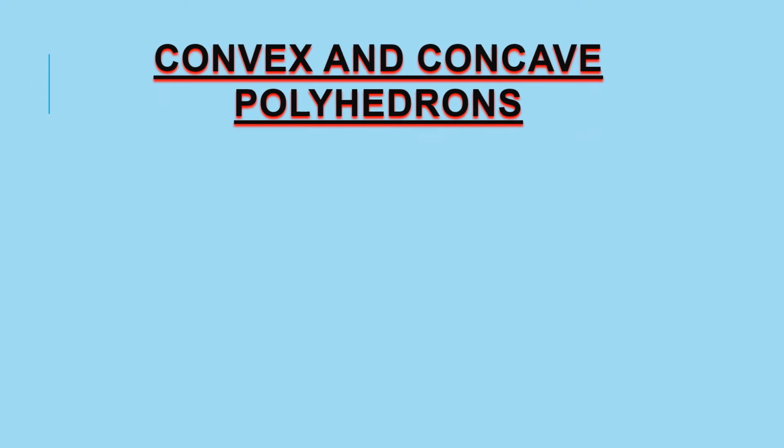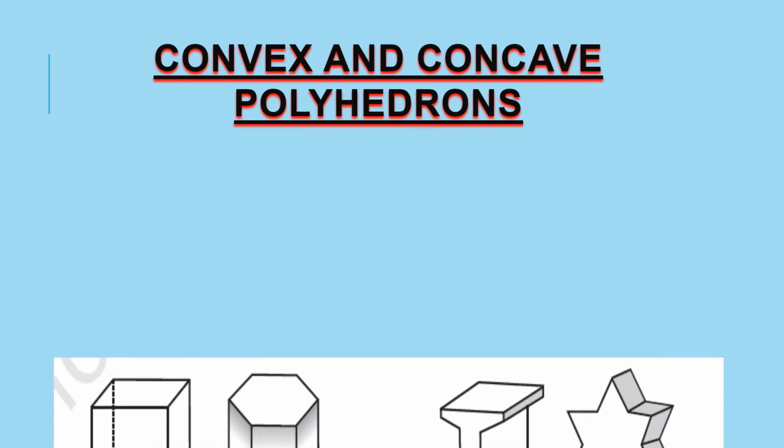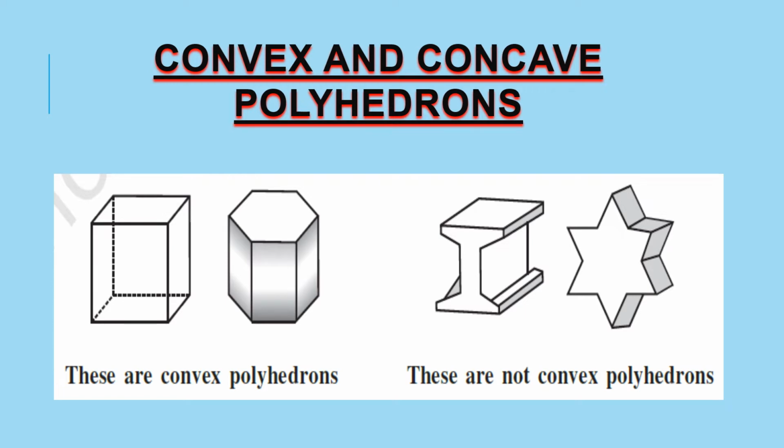Now next is the convex and concave polyhedron. To understand them, we already know what convex and concave mean. In chapter 3 we have discussed them. So convex means a polyhedron in which all the diagonals lie inside the figure. So here in the first and second figures, all the diagonals always lie inside the figure. So these are convex polyhedra. But look here in these two figures, diagonals also lie outside the figure. So these are not examples of convex polyhedron. In that case, these are concave polyhedra.